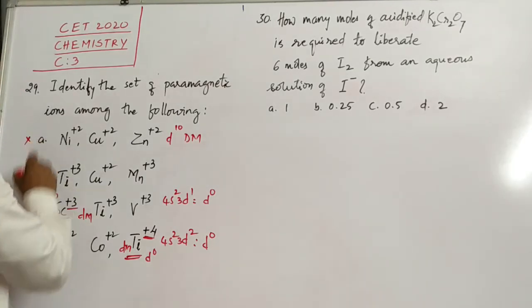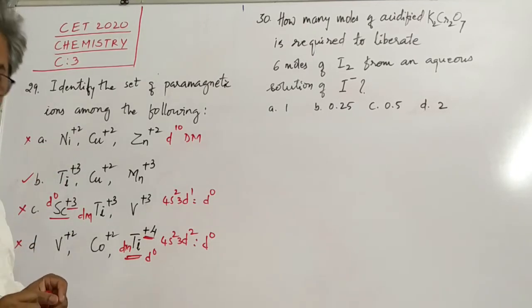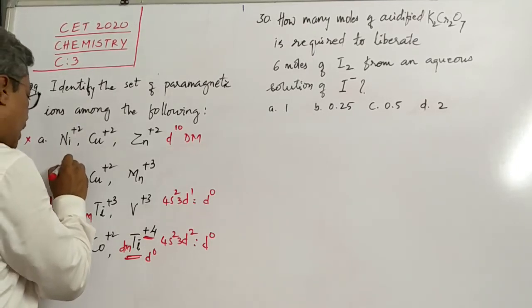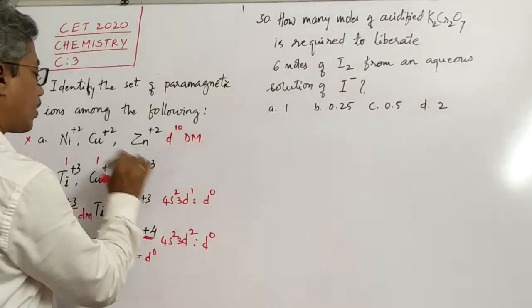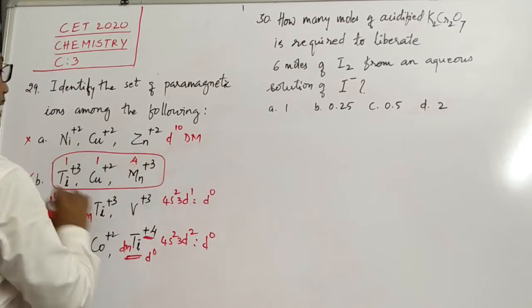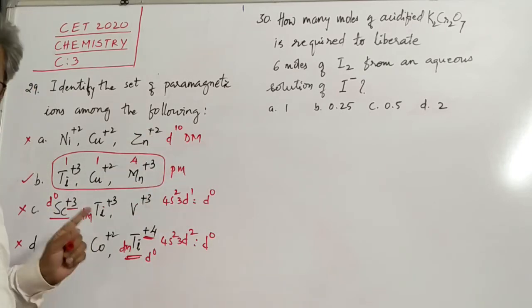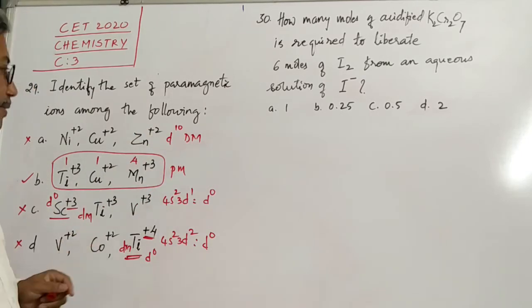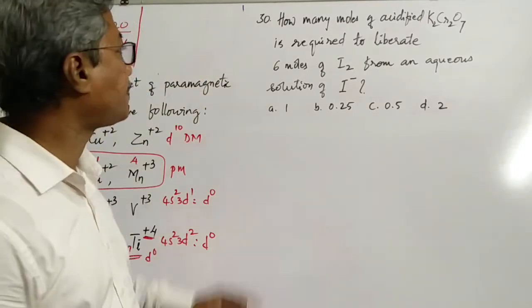That means when these 3 cannot be the answer, this must be the answer. In fact, this has 1 unpaired electron, this has 1 unpaired electron, and this has 4 unpaired electrons. That means this set has all the ions which are paramagnetic in nature. Clear, students? Okay. Now let us look at the next question, question number 30.